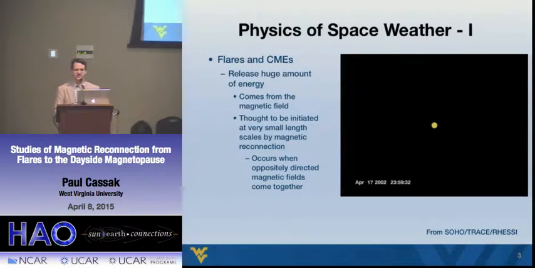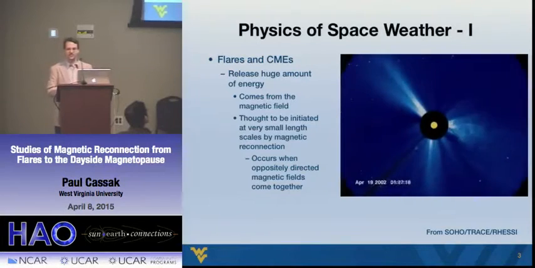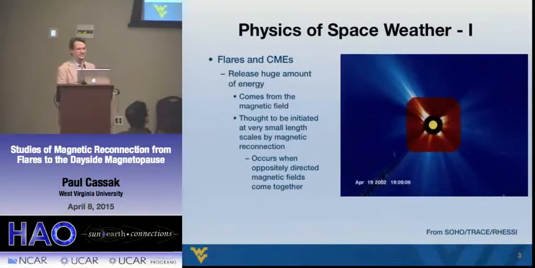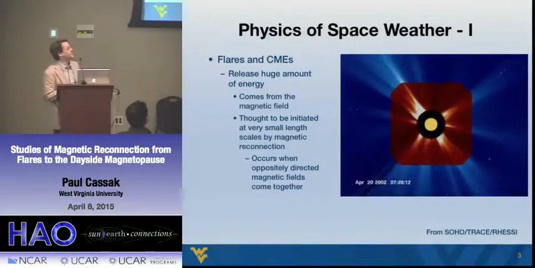Taking each of those parts, the first part is these eruptions. Flares and coronal mass ejections release huge amounts of energy. That energy is coming from the magnetic field, and it's thought to be initiated at very small scales by magnetic reconnection. Reconnection, in case you haven't seen this before, occurs where magnetic fields pointing in opposite directions come together. This is a movie I like showing that gives you a scale of the difference between the large scale and the small scale in the case of these solar eruptions.